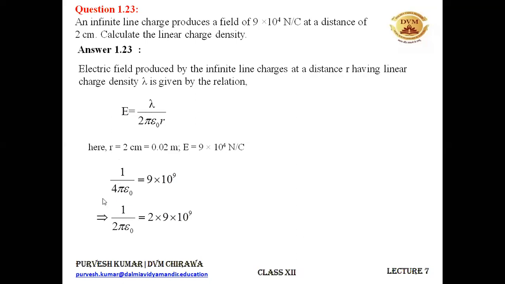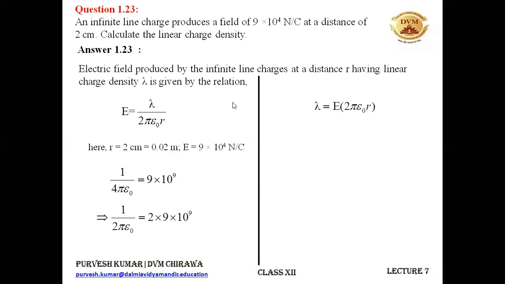See again, 1 upon 4 pi epsilon naught is the value of K, that is 9 into 10 to the power 9. In this question, we need to use the value of 1 upon 2 pi epsilon naught. So what I do, I will be multiplying it with 2 on both sides. So the left hand side becomes 1 upon 2 pi epsilon naught, and the right hand side 2 into 9 into 10 to the power 9. So that I'll be using.